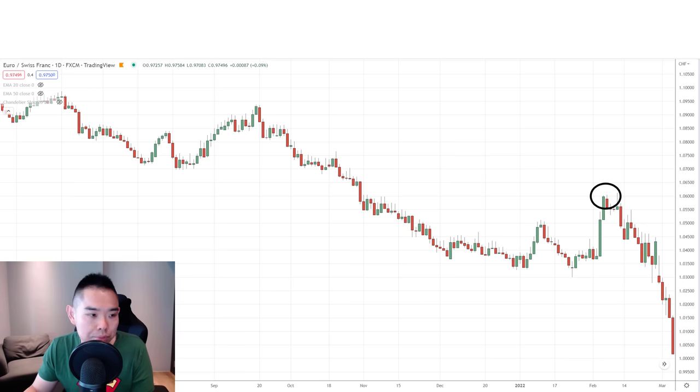You can see that this market pretty much collapsed down lower. Over here, it collapsed down lower, and you will likely have gotten stopped out of your trade.